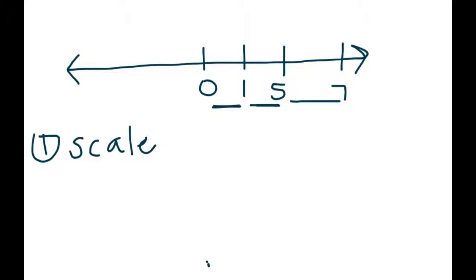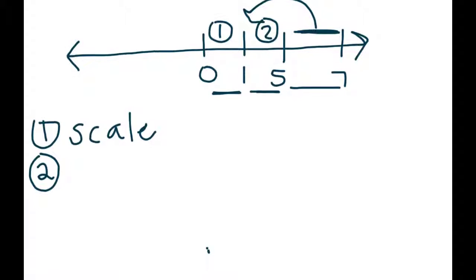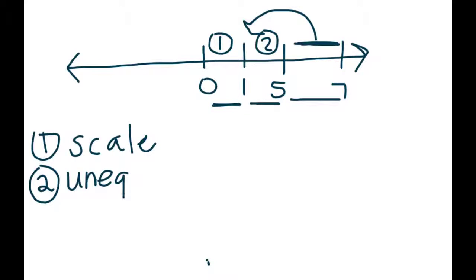The next issue or common mistake shown here is unequal intervals. Do you see how this section here and this section here, they are equal, but this section here is way bigger than these two sections. So the next problem is unequal intervals. All intervals must be the same because your scale is the same. That way your number line is consistent.